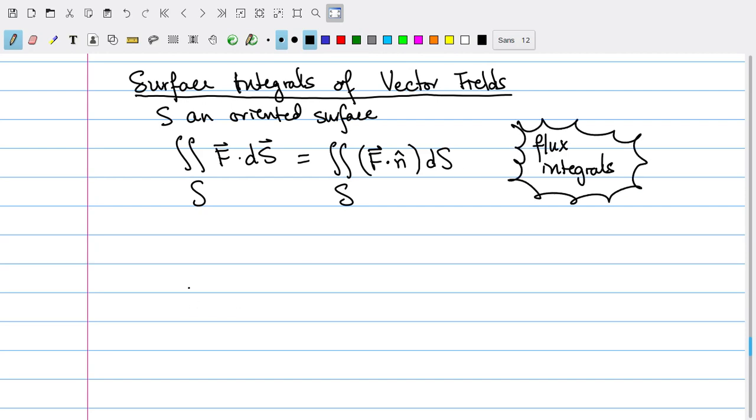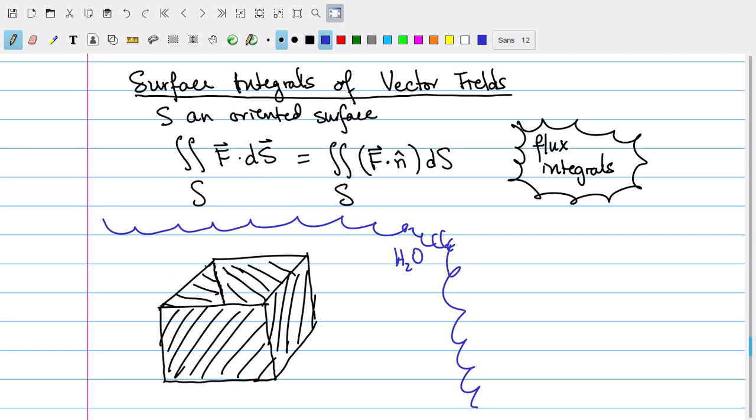And the intuition behind that, let's think about a box which is submerged in water. And the water is moving around, so locally, the movement of the water is described by a vector, which is the local velocity. So water can in particular move in and out of this opening in the top of my box. And maybe I want to figure out how much water is moving in and out of the top.